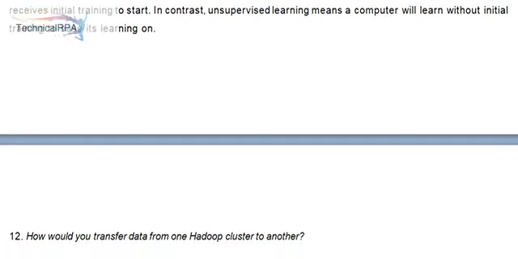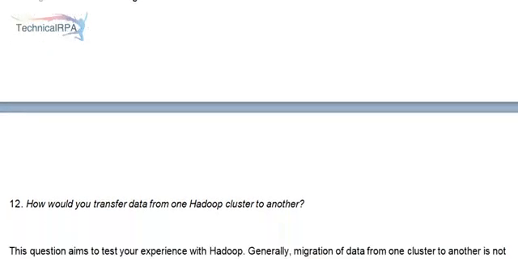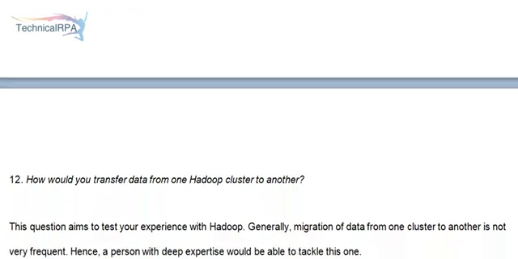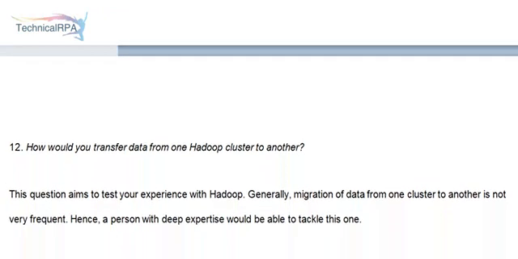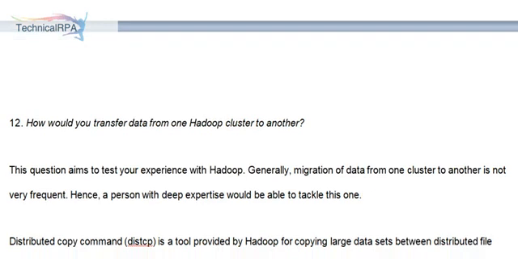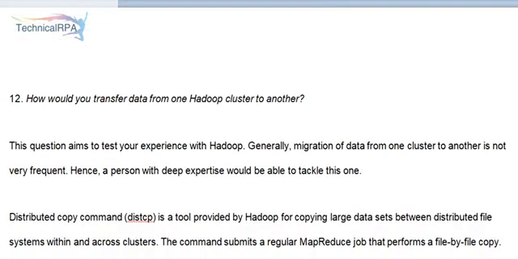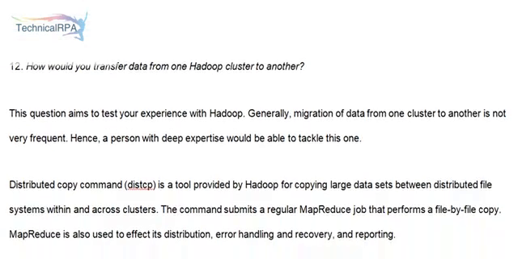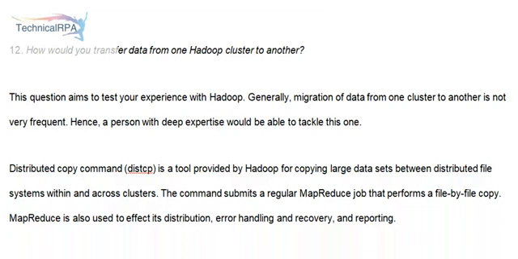12. How would you transfer data from one Hadoop cluster to another? This question aims to test your experience with Hadoop. Generally, migration of data from one cluster to another is not very frequent. Hence, a person with deep expertise would be able to tackle this one.